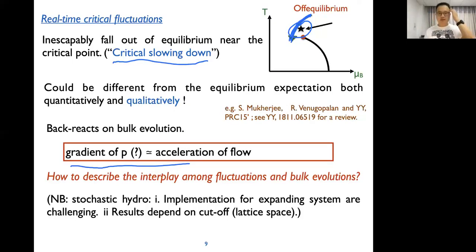In order to address these challenges, what I will do is try to formulate a hydro-like theory in which you are still solving deterministic hydro-like equations. But in order to take into account the long wavelength fluctuations, we find a way to couple those long wavelength fluctuations directly to the hydrodynamical fields or hydrodynamical modes. In the following slides, I will explain the formulation of this new theory, which we call Hydro Plus. I will also show you some simulation results, because our ultimate goal is to apply this new set of equations to model the bulk dynamics near the critical point.